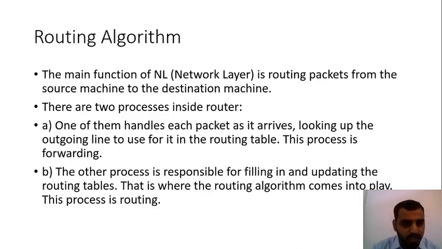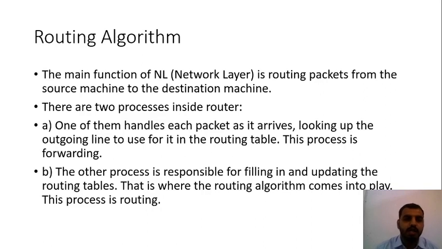Now coming to the presentation, it says the main function of the network layer is routing packets from the source machine to the destination machine. In the sense, when a packet is on one router, how can it be sent from one router to another router, or from one network to another network, or from the source machine to the destination machine? All of this responsibility is under the network layer. So the network layer is responsible for routing packets from the source to the destination.